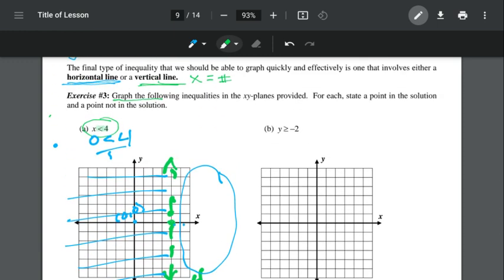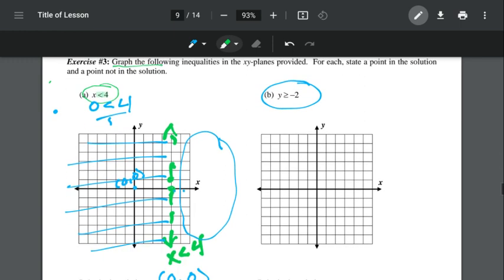Now this letter B, it says Y is greater than or equal to -2. So that is a horizontal line. And for this one, we're going to start on the y-axis at -2. I need another point to make it a line. Now this has an equal to bar, so I make it solid. I'm going to label it.